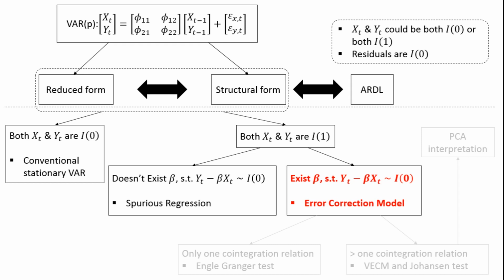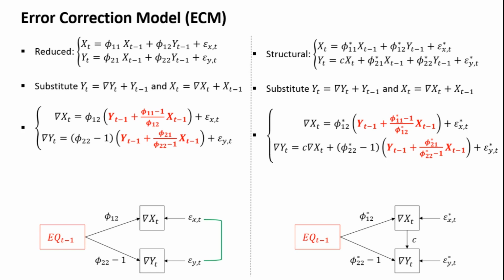So in the situation in which both xt and yt are integrated of order one, and there exists a beta zero so that xt minus beta yt is stationary, in the situation where we reject the null hypothesis in the Dickey-Fuller test, it means that we should make an error correction model that we will present to you in a moment. So what's an error correction model?